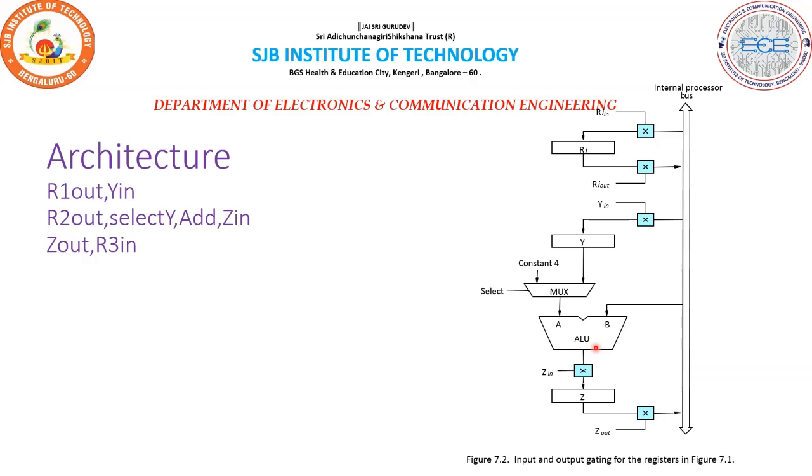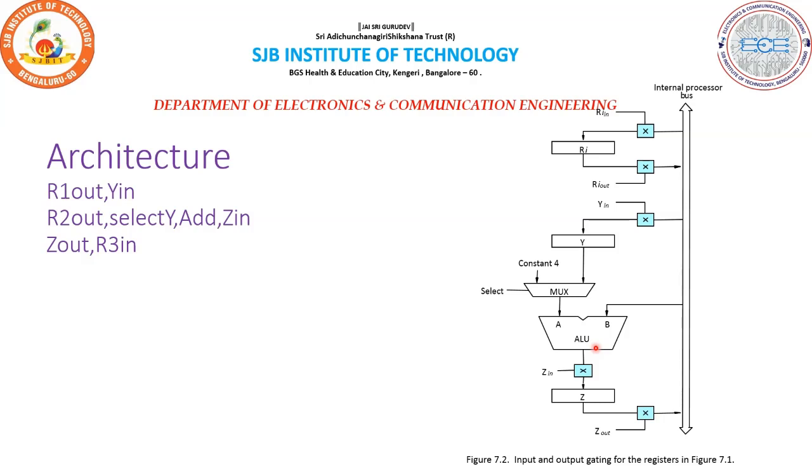What is the step 1 content here? Step 1: the output of the register R1 and the input of the register Y are enabled, causing the content of R1 to be transferred over the bus to Y. What is step 2? Step 2: the multiplexer select signal is set to Y, causing the multiplexer to gate the content of register Y to the input A of the ALU. At the same time, the content of R2 is gated to the bus and becomes input to B.